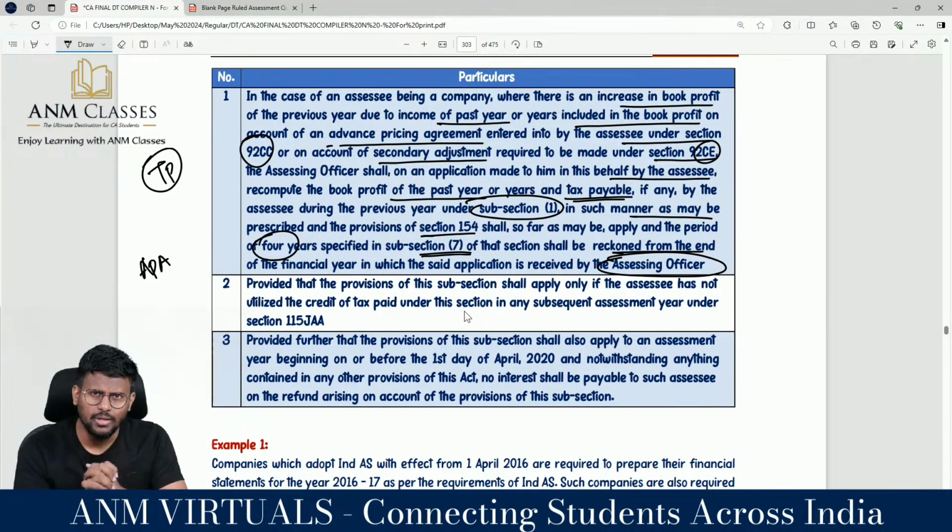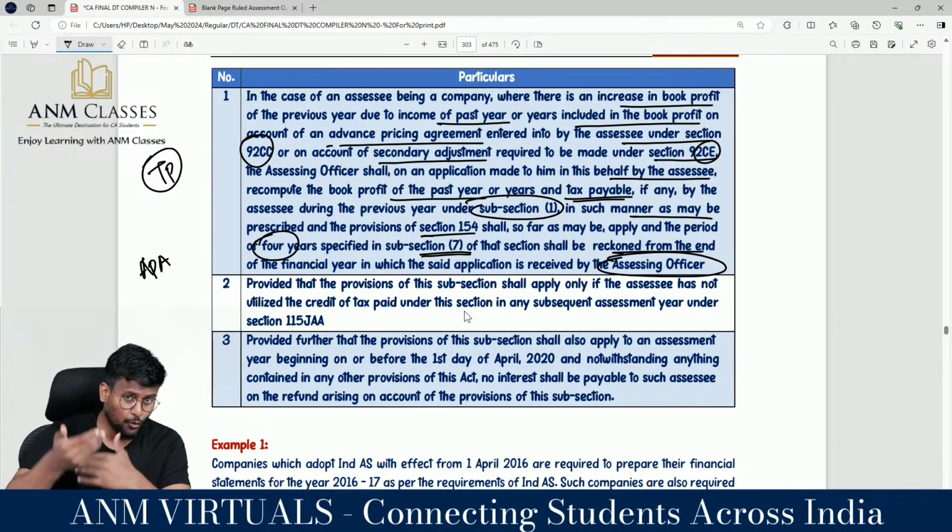My dear lovable students, you have to go and apply to the AO requesting that please recompute my MAT, because I have entered into an APA which was not there earlier, and we all know that once you entered into an APA it should be positive, correct? Rollback provision 4 back years, 5 front years, yes sir.